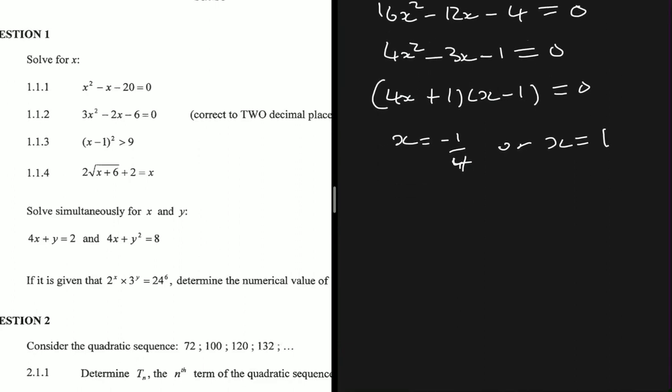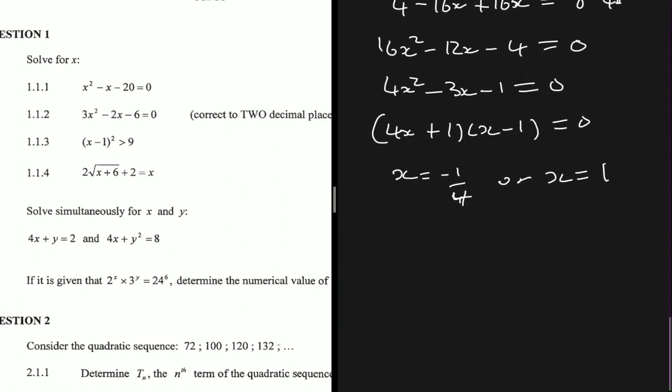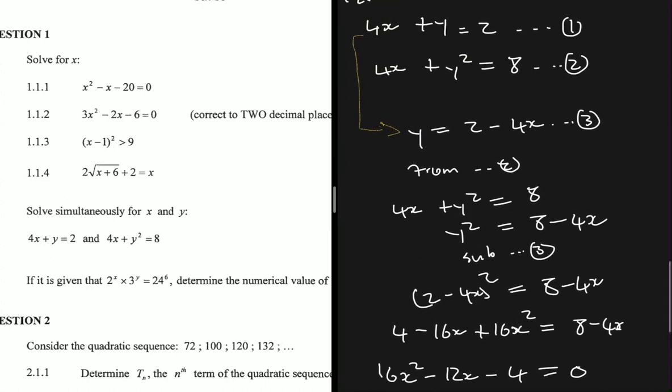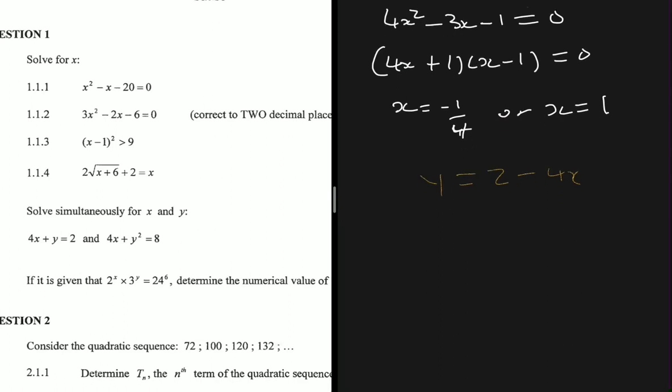1. So if x equals minus 1 over 4, what is y? We can pick one of the equations here and use it. We have already established that y equals 2 minus 4x. So if x is equal to minus 1 divided by 4, then y equals 2 minus 4 multiplied by minus 1 divided by 4, or y equals 2 minus 4 multiplied by 1.